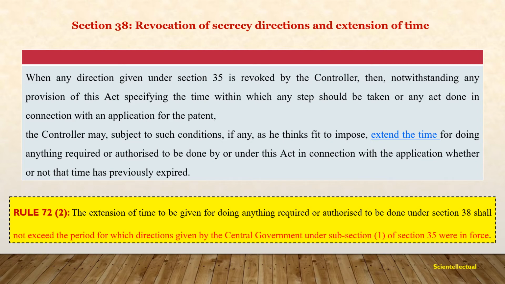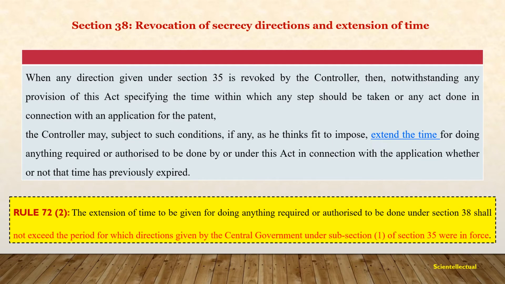Section 38. Revocation of secrecy directions and extension of time. When any direction under Section 35, that is a secrecy direction, is revoked by the controller, then if he thinks fit, he may extend the time for doing anything required or authorized to be done under this Act with respect to the application. That is, if any action during prosecution of the patent application was pending during the secrecy direction, then the controller may give extra time to complete that pending action.